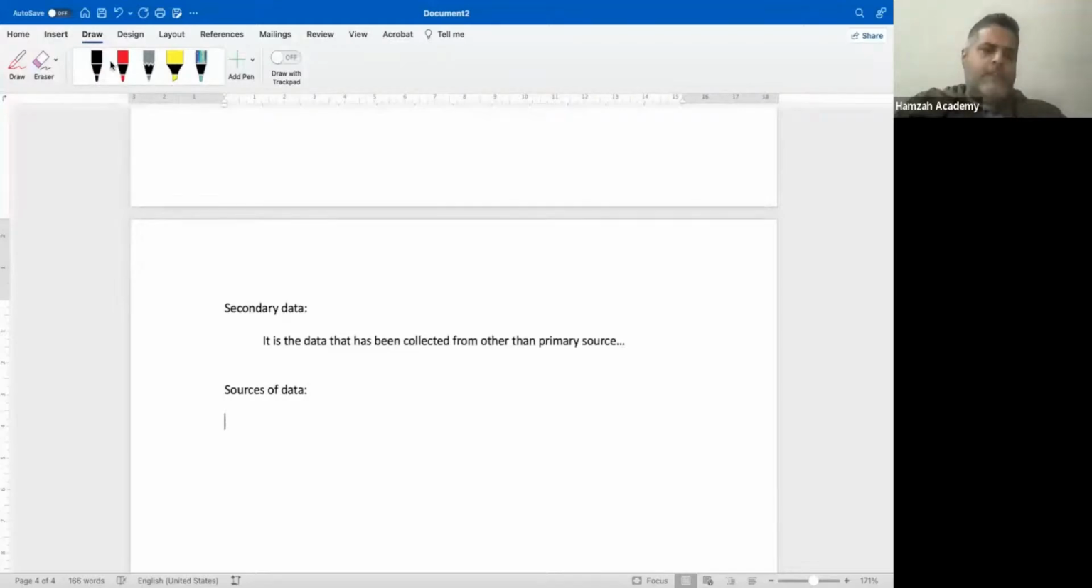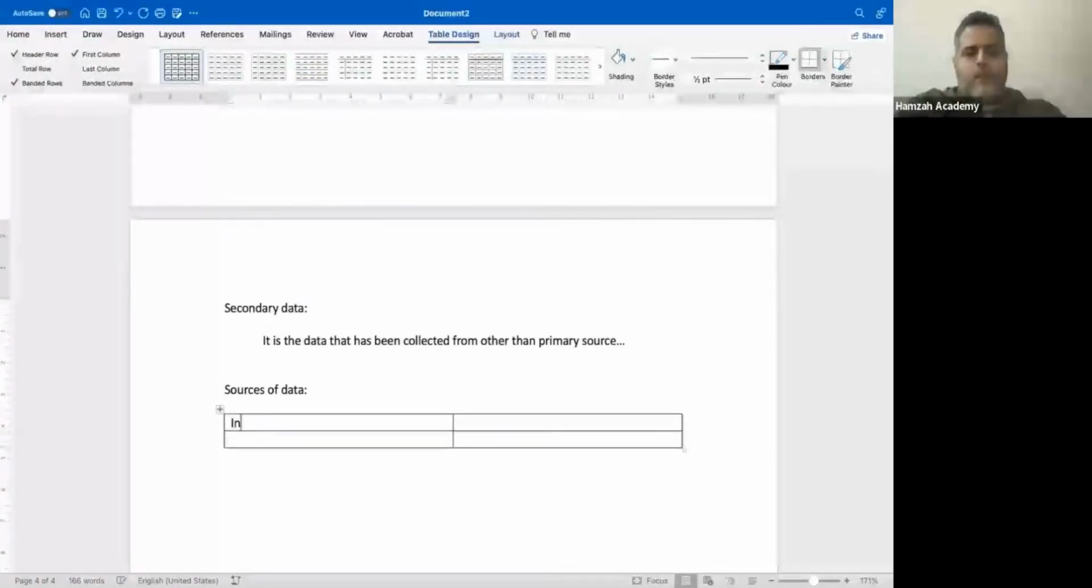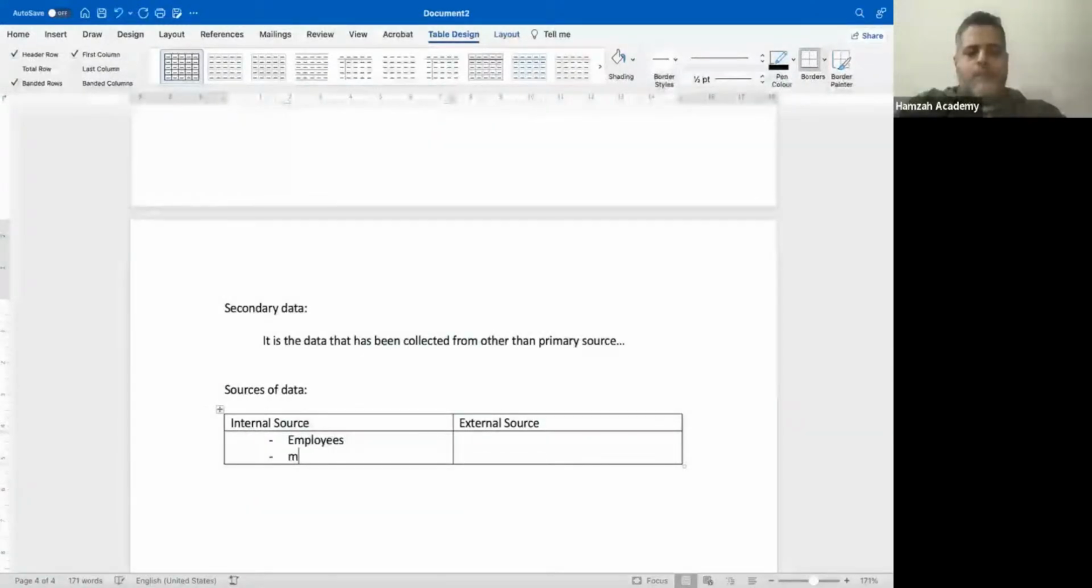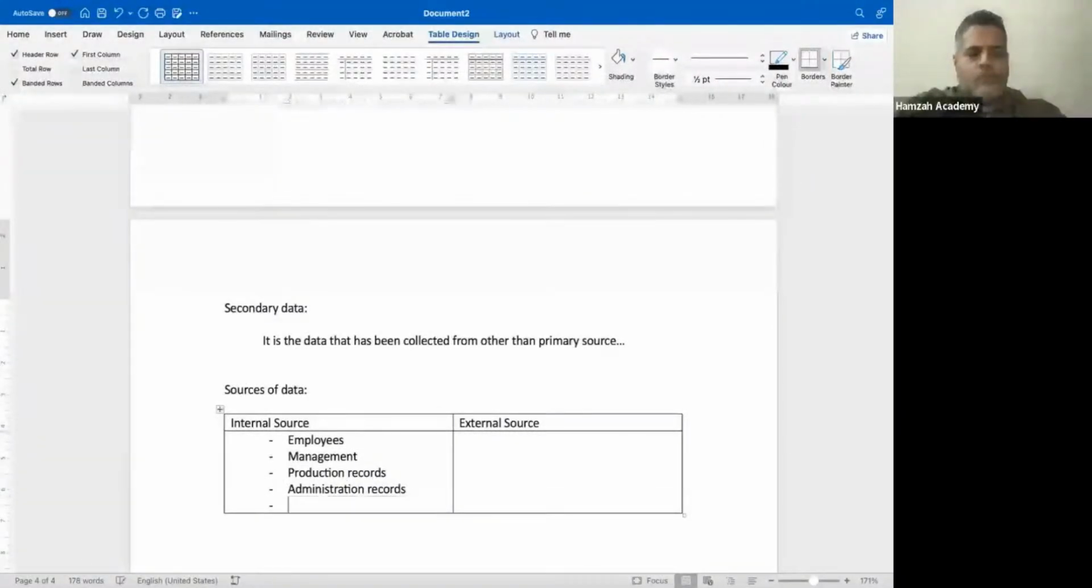And if we talk about the sources of data, we have the internal source, and then we have an external source as well. Internal sources: employees, management, production records, administration records, and then accounting records. These are all the internal sources.